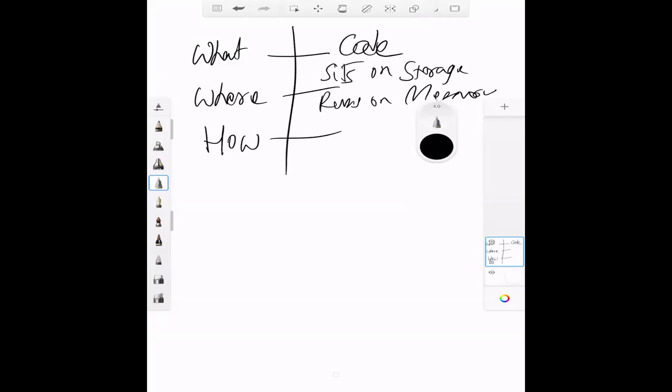And how does it run? The brain, or the A brain, makes it run line by line.